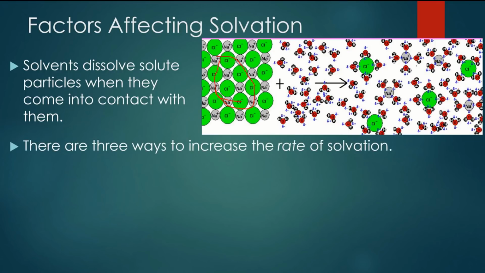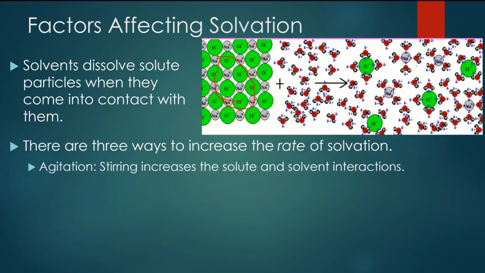There are three ways to increase the rate of solvation, how fast the molecules or the ions will dissolve. The first way is to agitate your solution, stirring. If you stir, you increase the number of times that those water molecules are going to come in contact with the salt particles, and so you will increase how quickly those water molecules can pull apart those salt molecules.